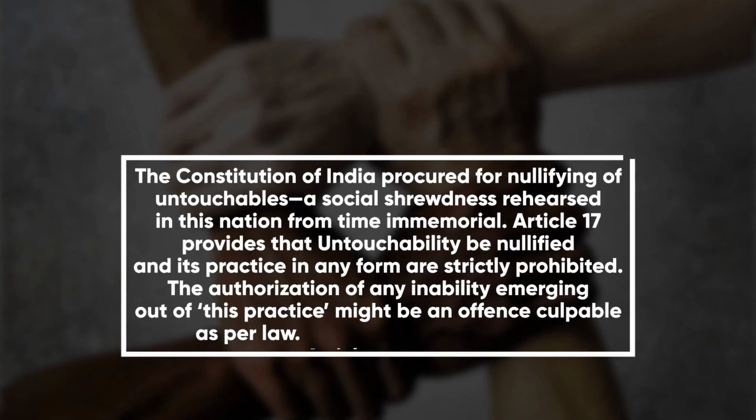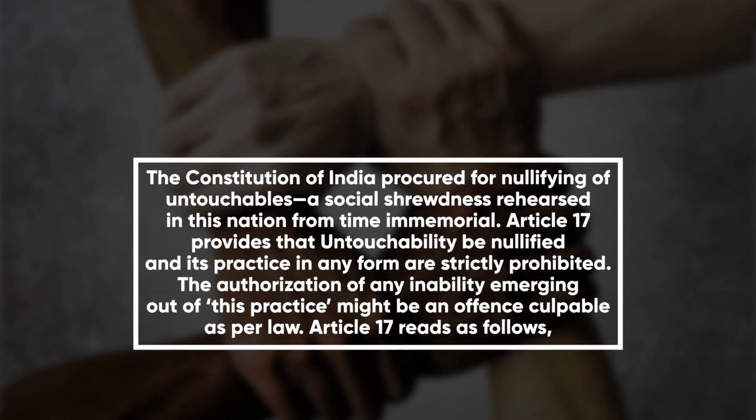Number 4. Article 17. Abolition of Untouchability. The Constitution of India provides for nullifying untouchability, a social evil practiced in this nation from time immemorial. Article 17 provides that untouchability be abolished and its practice in any form is strictly prohibited. The enforcement of any disability arising out of this practice shall be an offence punishable as per law. Article 17 reads as follows.